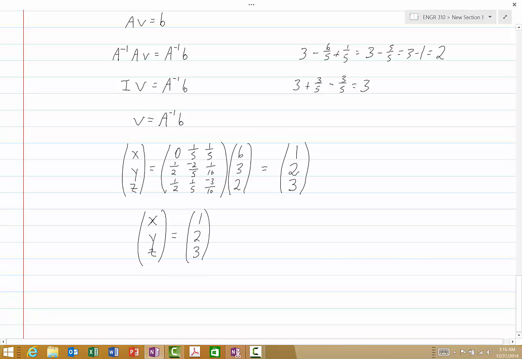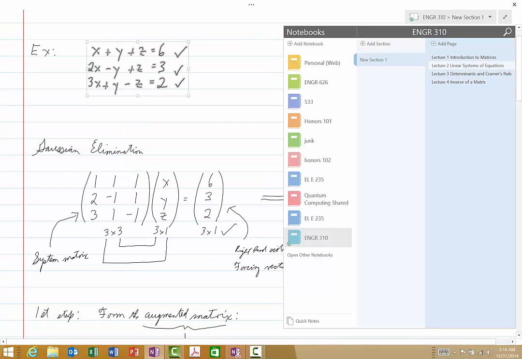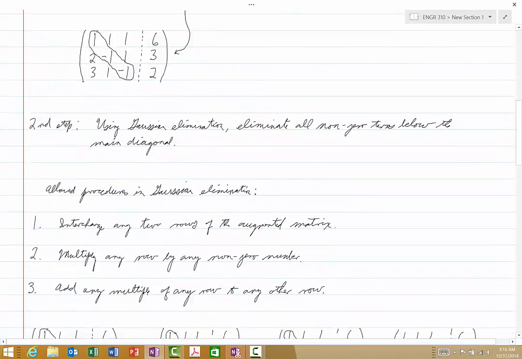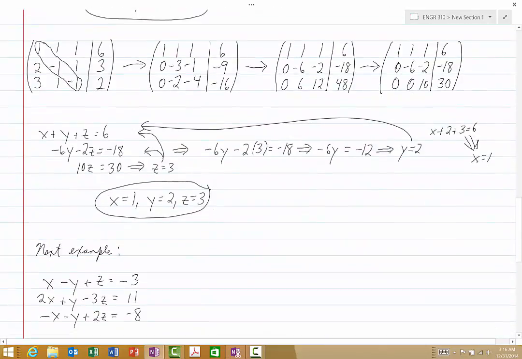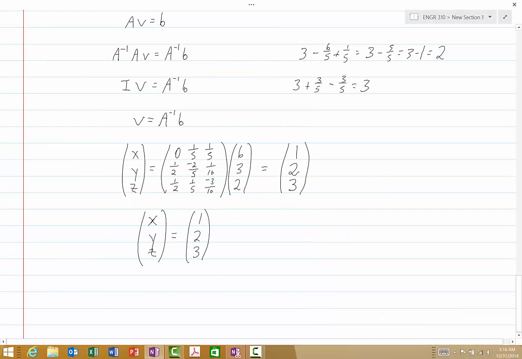And of course, if we look back now at lecture 2 and remind ourselves, remember in lecture 2 we solved this system of equations by Gauss elimination, and our final result was indeed x equals 1, y equals 2, and z equals 3. But here in lecture 4, you see x equals 1, y equals 2, and z equals 3. We're getting exactly the same answer, but in quite a different way. And it is through the calculation of the inverse.